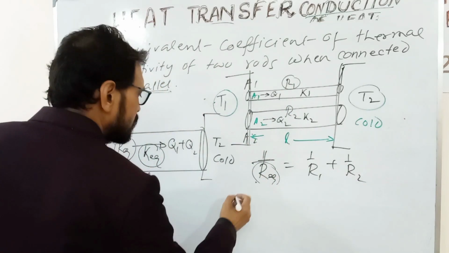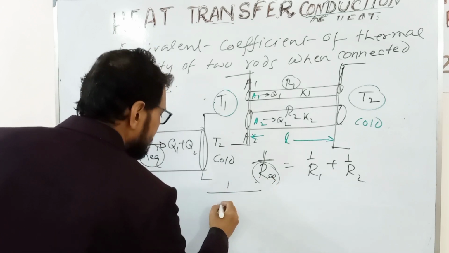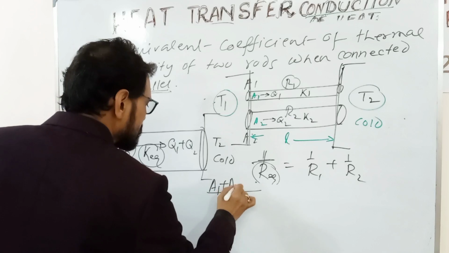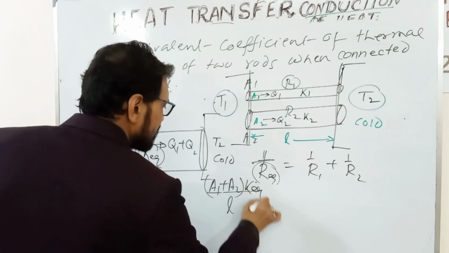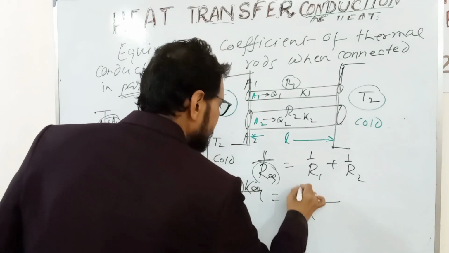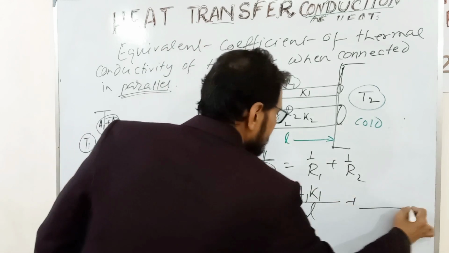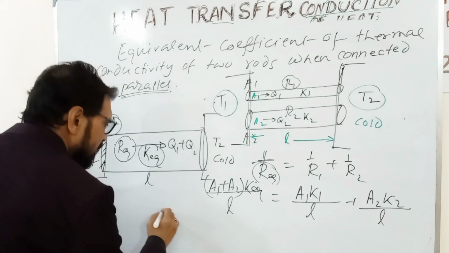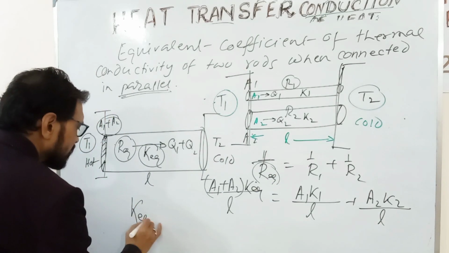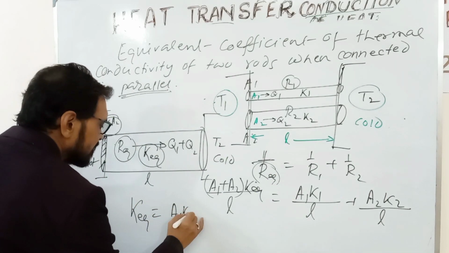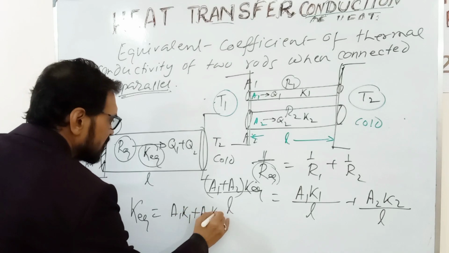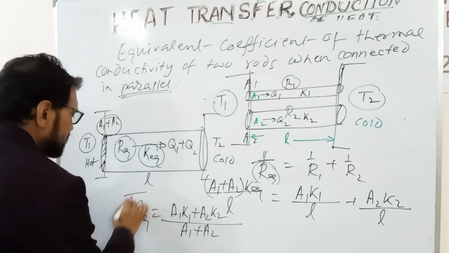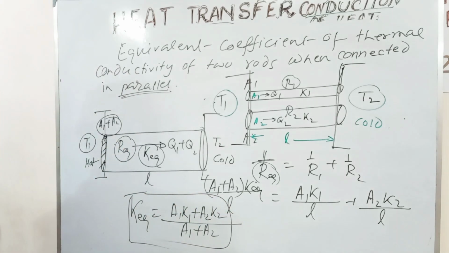Now R equivalent, what is the formula? R equivalent is L by AK. So K equivalent equals A1 K1 plus A2 K2 by A1 plus A2. This is the formula of K equivalent.